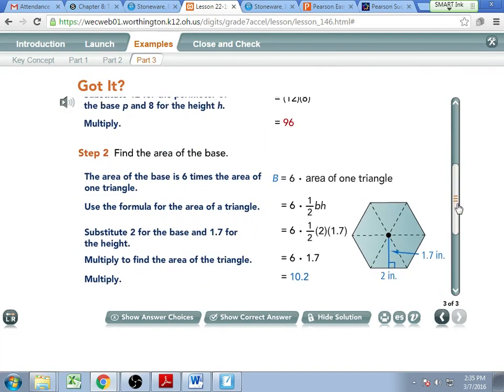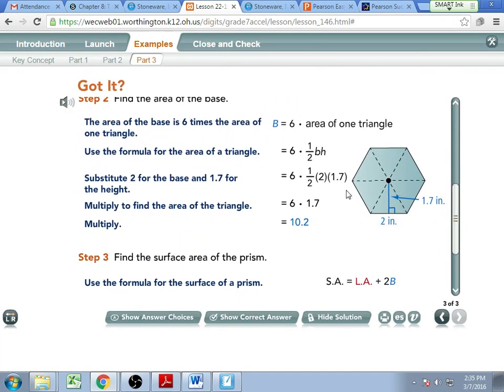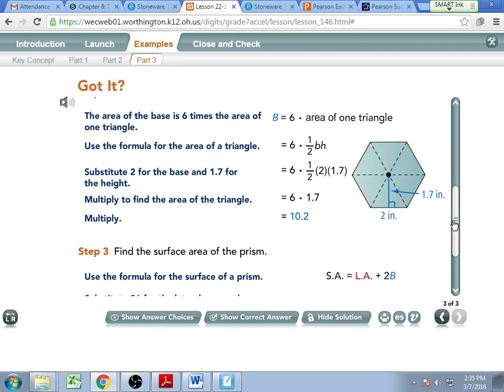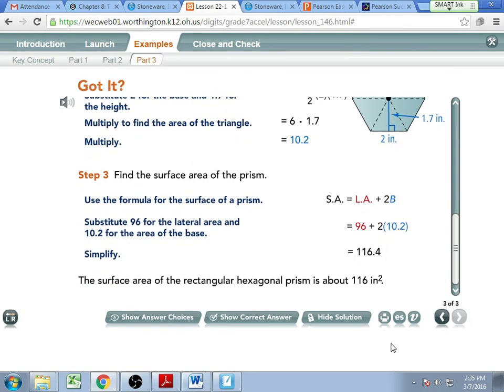The area of my base, I break up the hexagon into 6 triangles. I deal with each triangle individually, then multiply by 6. So I do 1/2 times 2 times 1.7 for 1/2 the base times the height. From there, I multiply that by 6 and get 10.2. Then I plug it into my initial surface area formula and get 116 inches squared.